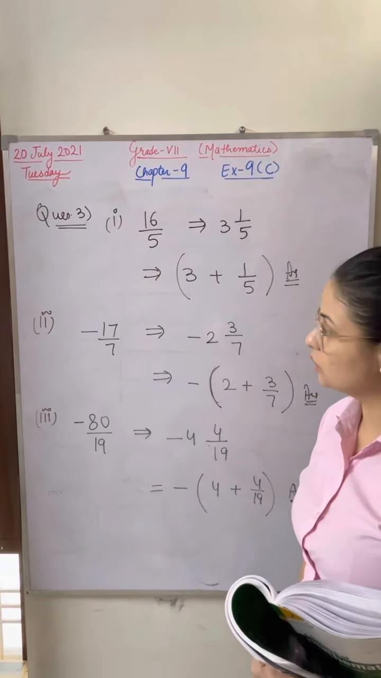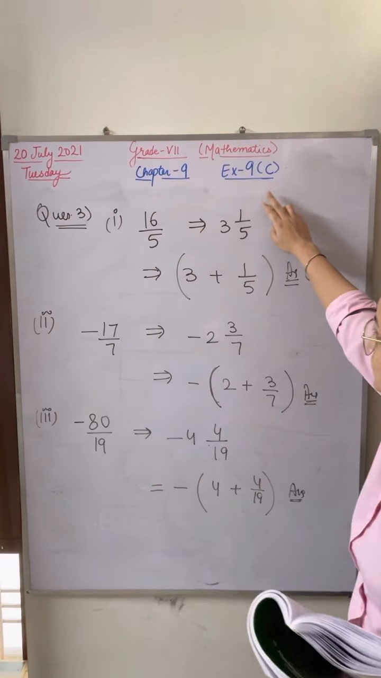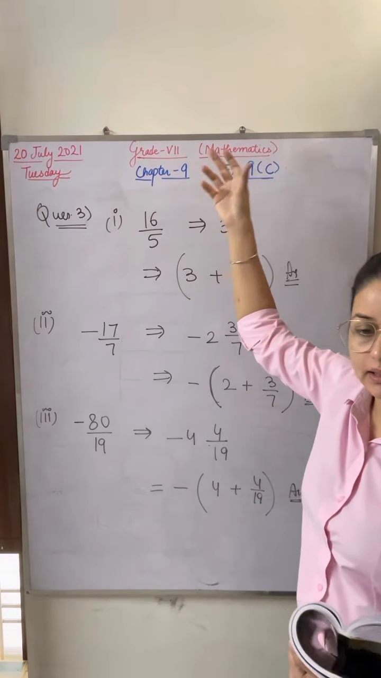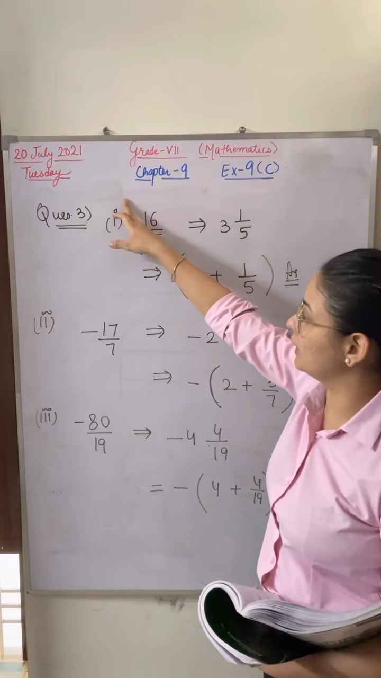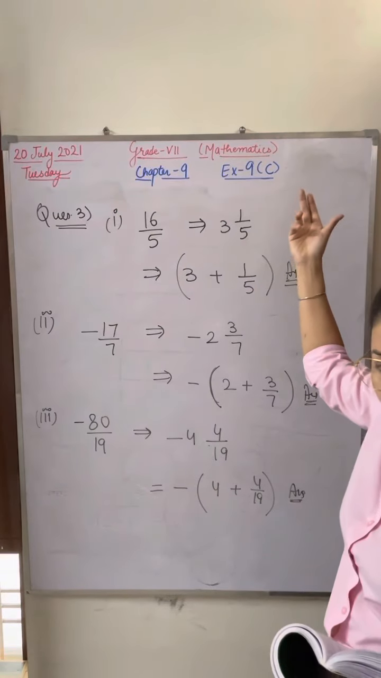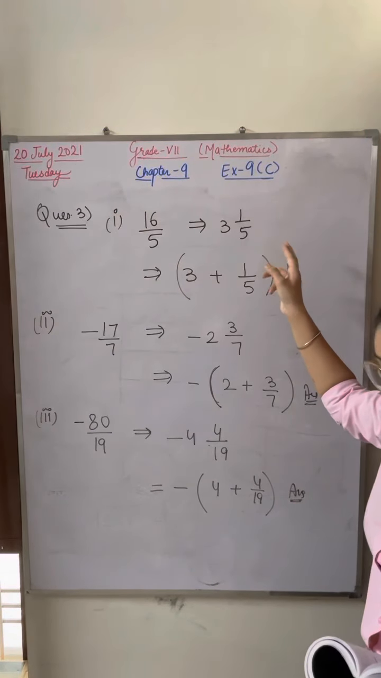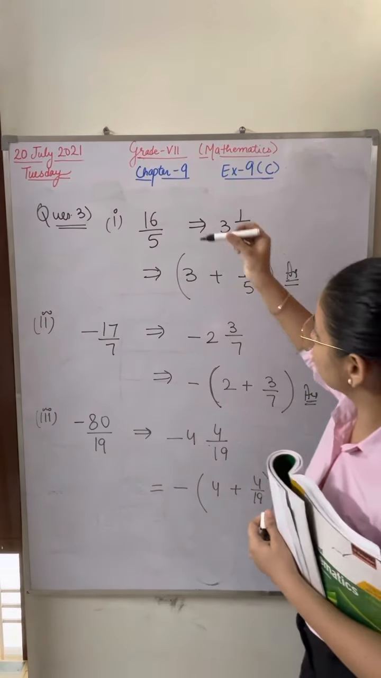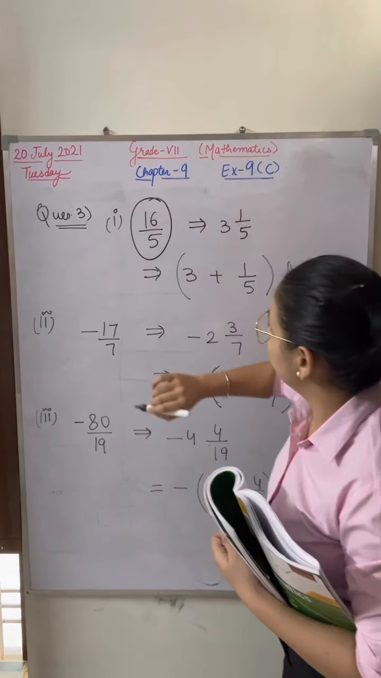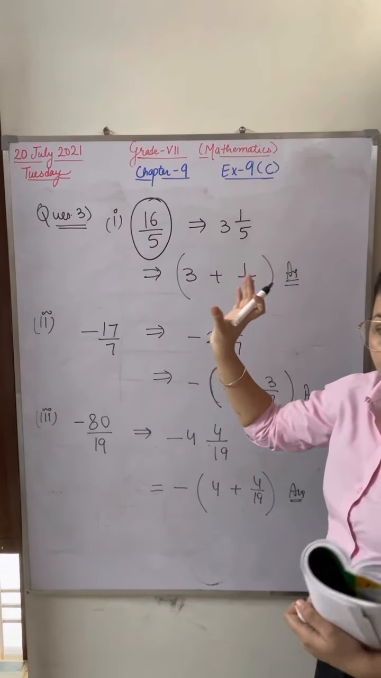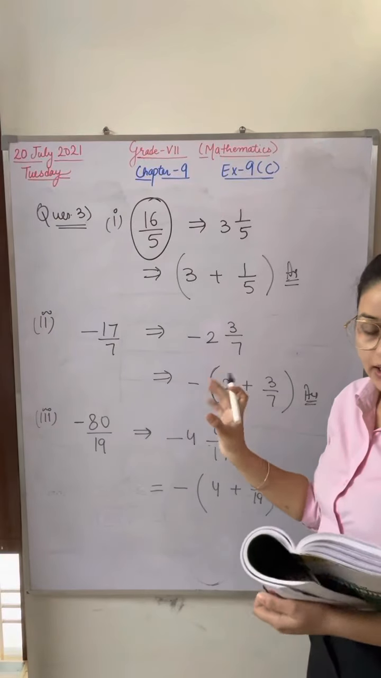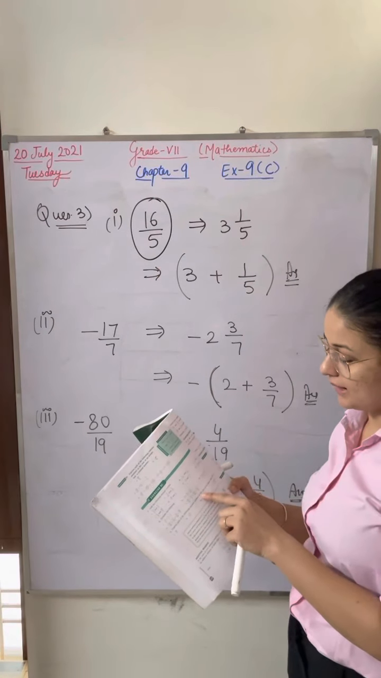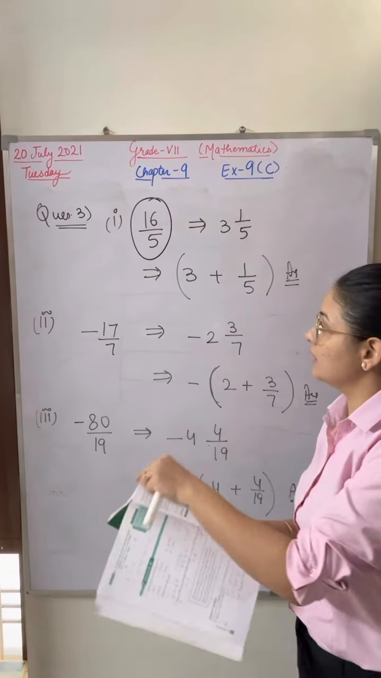Yesterday we have done till question 2 of exercise 9C. In question 1, you had to add the rational numbers. In question 2, 2 or 3 terms were given, and you had to add the rational numbers. In question 3, a number is given to you in the form of a rational number. You have to write down the sum of an integer and a rational number. They are saying: express each rational number as the sum of an integer and a rational number.